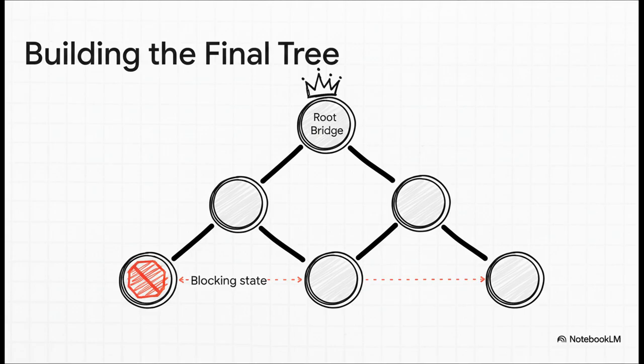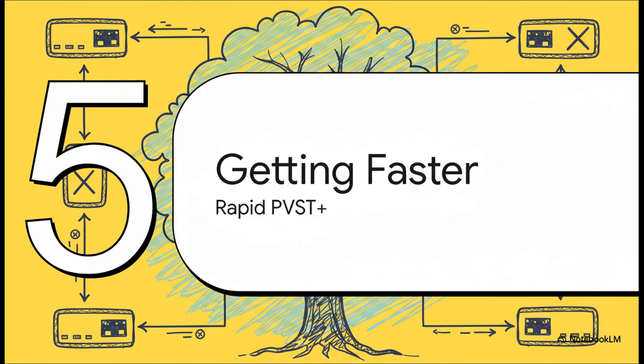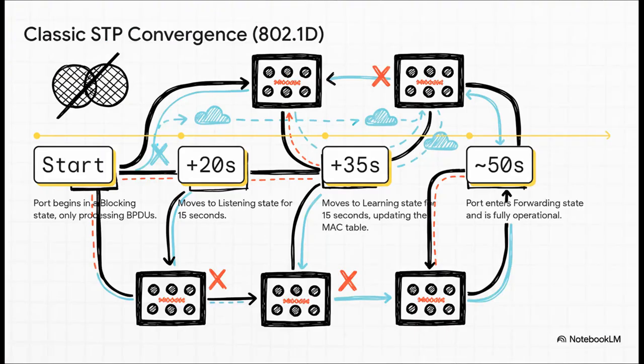It's pretty elegant. Now, the original spanning tree protocol was an absolute game changer for making networks stable. But it had one big flaw. The time it took to recover from a change, what we call convergence time, was incredibly slow. Back in the day, when a link failed, a port running classic STP had to go through a whole process. It included a mandatory 15 seconds of just listening, and then another 15 seconds of learning. All told, it could take up to 50 seconds for a backup port to become fully active.